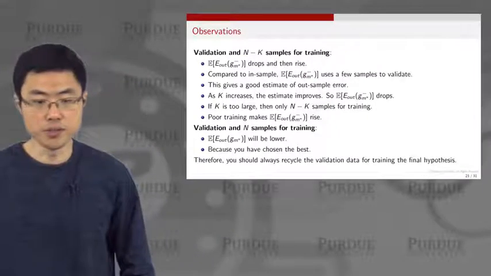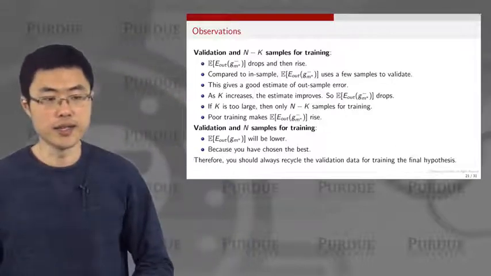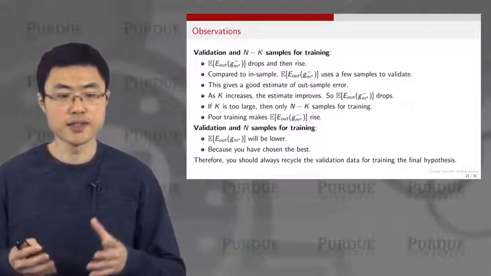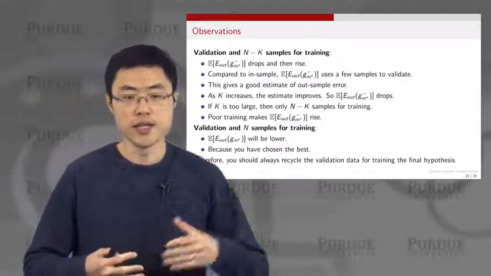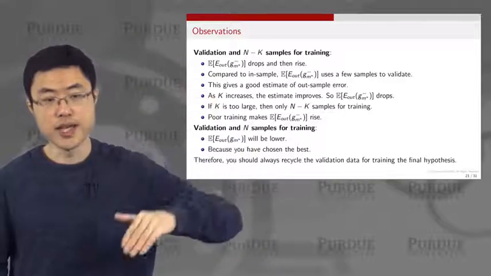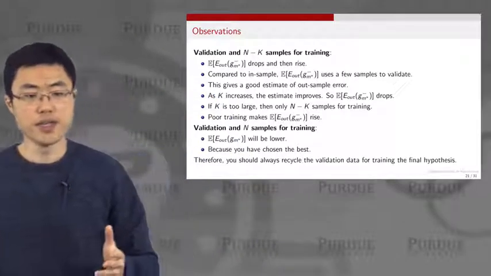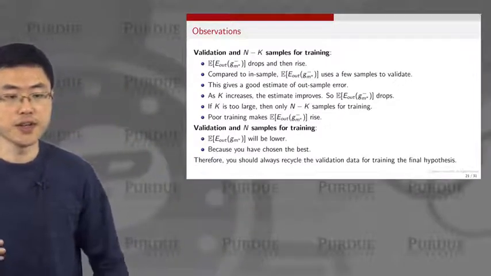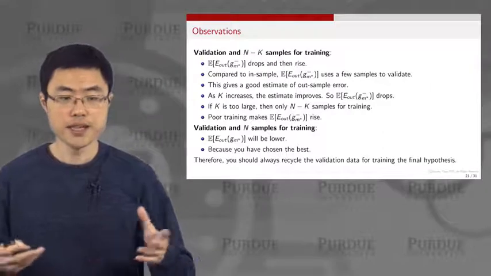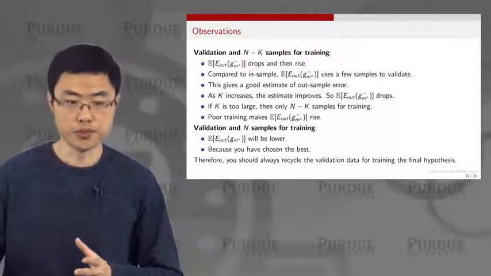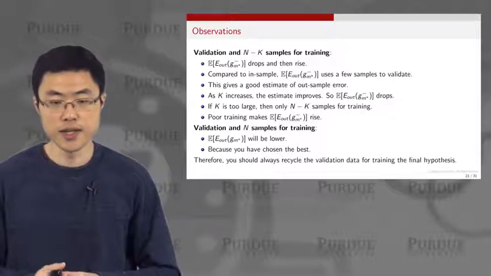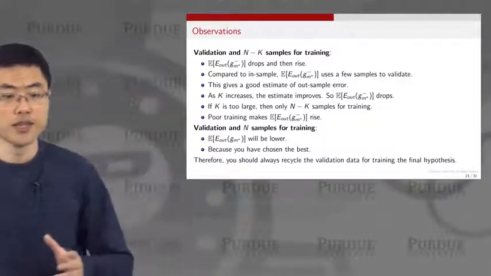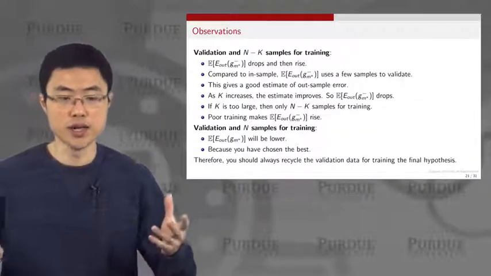So here is a very important observation when you are looking at validation. With N minus K samples for training, the outsample error actually drops and then rises. Compared to the in-sample error, this is only using a few samples to validate. This gives us a very good estimate of the outsample error, and as K increases, the estimate also improves. And so the expected value of the outsample error drops. But if K is too large, then only N minus K samples have been used.